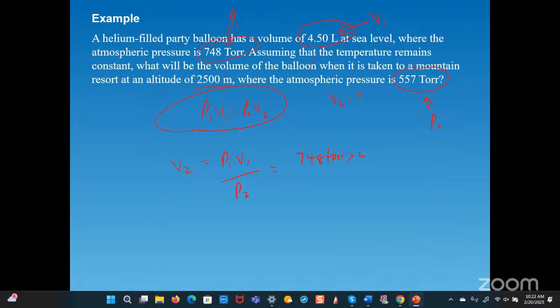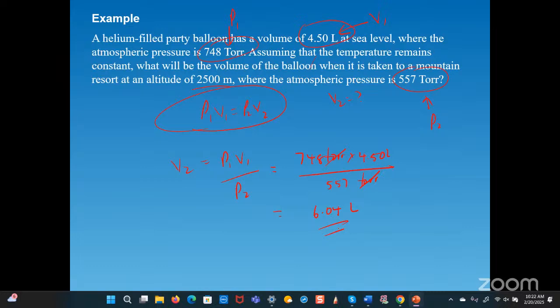V1 is 4.50 liters, and P2 is equal to 557 torr. Then we do the number crunching: 748 times 4.5 divided by 557. According to my calculation, this works out to be 6.04, and the final unit would be in liters. So that's a typical Boyle's law type of question.